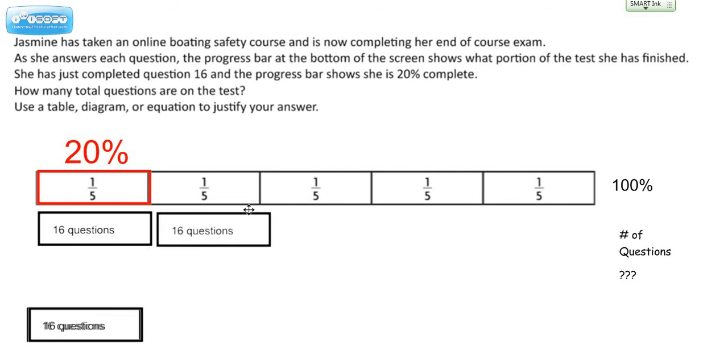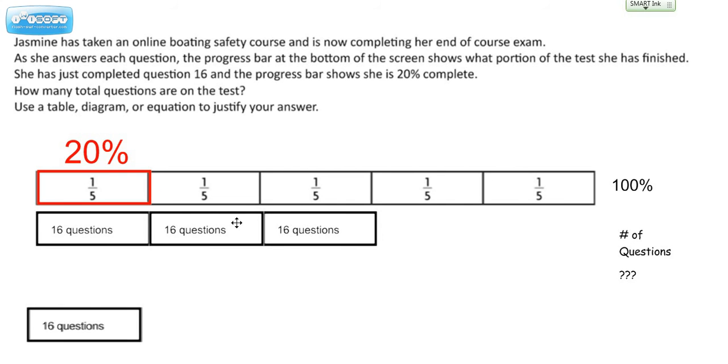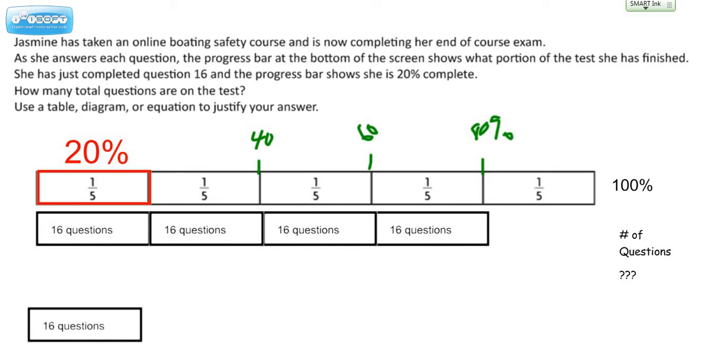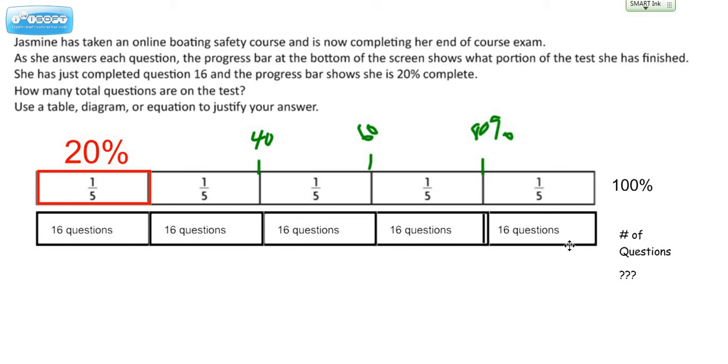So that means if she goes for another chunk of 20%, she's going to have another 16 questions done. And if she keeps going at that rate, she might have another 16 questions done. So this would be at 40%. When she gets here, that would be 60% done. And if she keeps going, then she would be at 80% done if she answers another 16 questions. It doesn't quite line up, but it's close enough for you to get the idea. And when she's 100% done, she'll have the last 16 questions done.